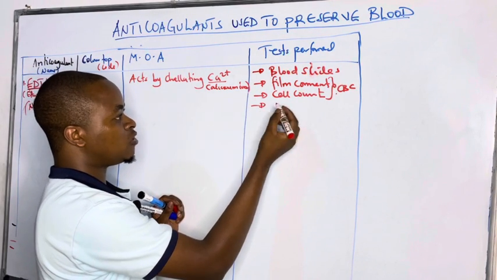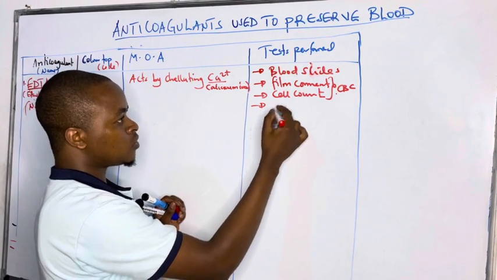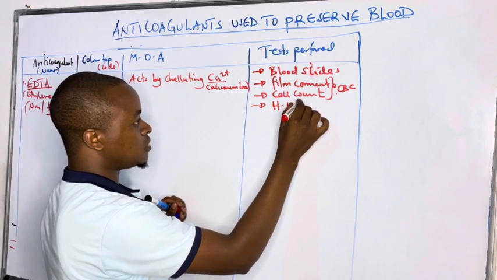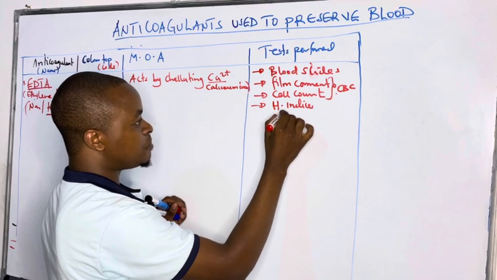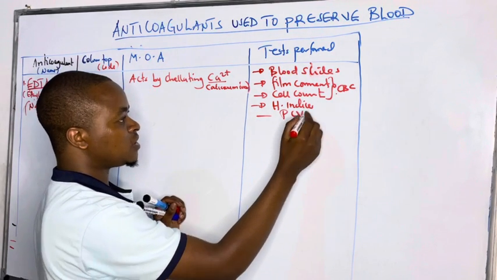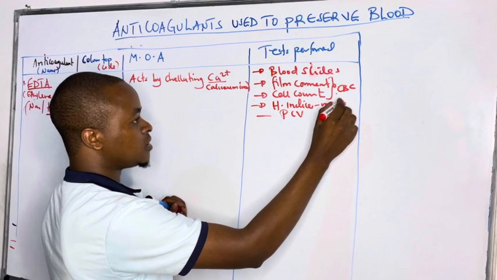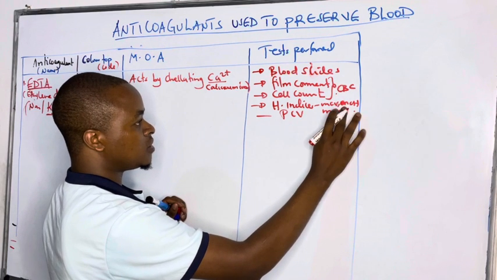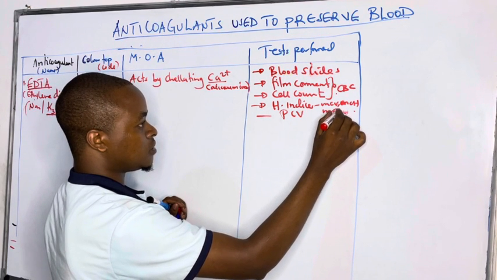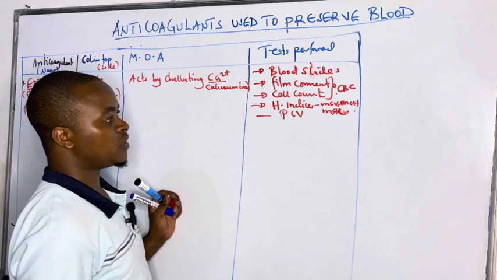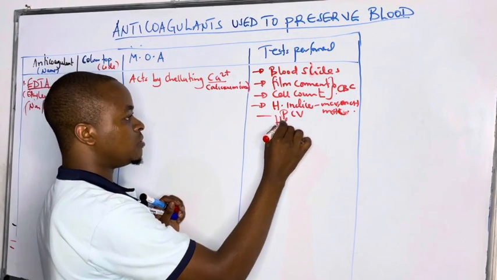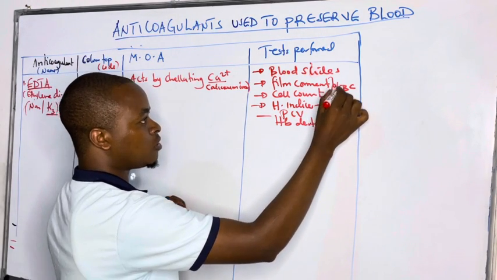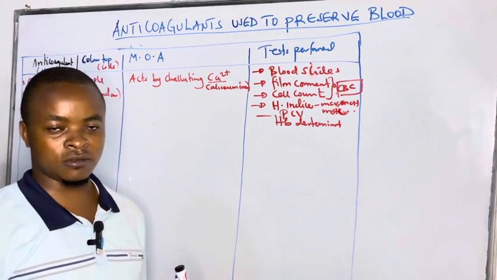Then lastly, even here we shall see hematological indices. We shall see PCV determination being done on these indices. We include MCV, MCH, MCHC. All of these are performed on this blood. And lastly, we can do HB determination. But the whole of these entail what we call a complete or a full blood count.